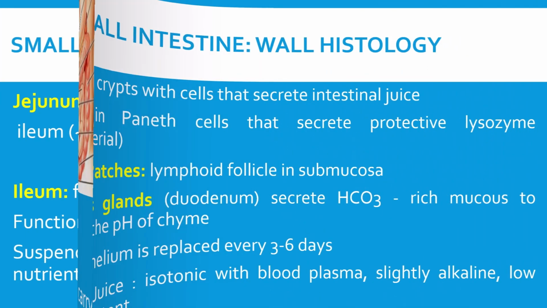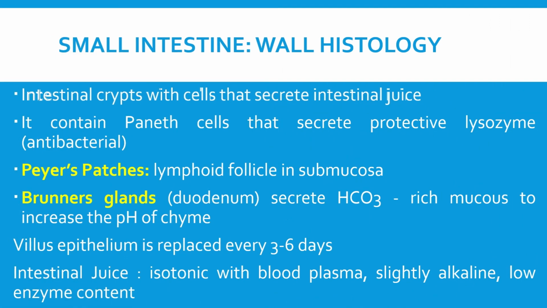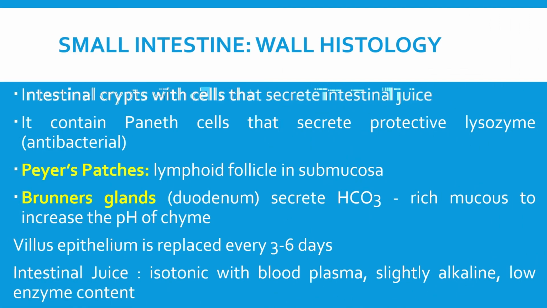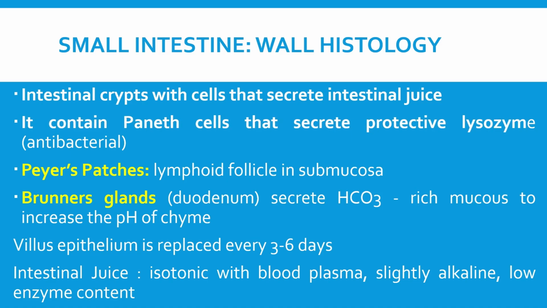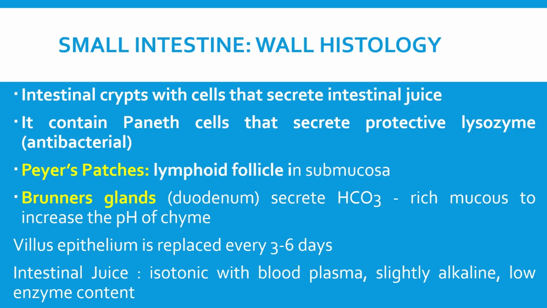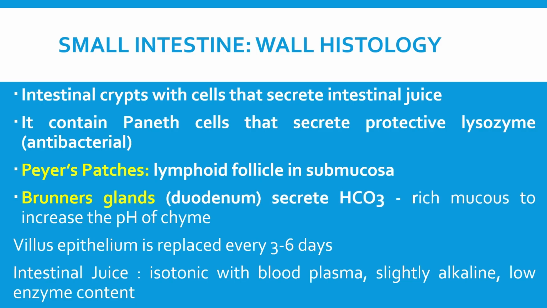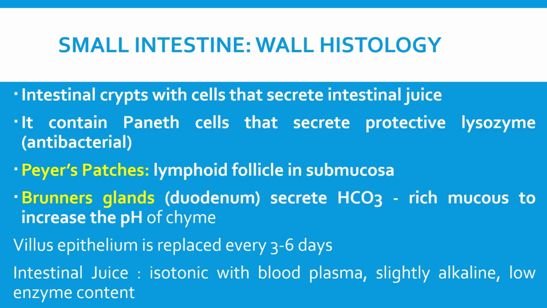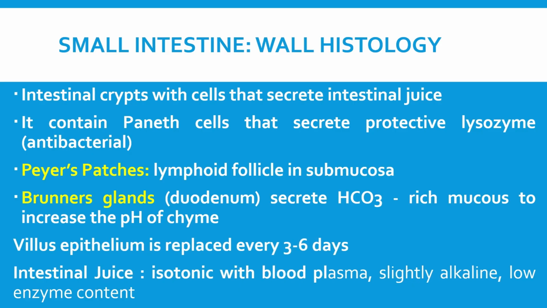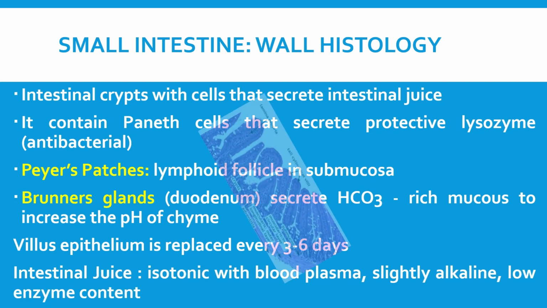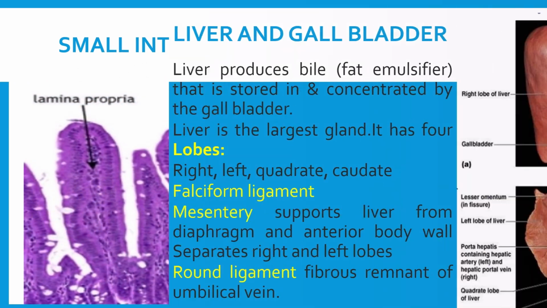The liver is the accessory organ that facilitates digestion. The liver produces bile, a fat emulsifier, that is stored in and concentrated by the gallbladder. Intestinal crypts have cells that secrete intestinal juice. They contain Paneth cells that secrete protective lysozyme, an antibacterial. Peyer's patches are lymphoid follicles in the submucosa. Brunner's glands in the duodenum secrete bicarbonate-rich mucus to increase the pH of chyme. Villus epithelium is replaced every 3 to 6 days. Intestinal juice is isotonic with blood plasma, slightly alkaline, with low enzyme content.